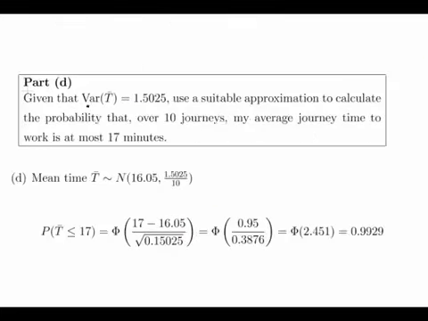Okay. So finally, one last part to go. Given that the variance of t bar equals 1.5025, use a suitable approximation to calculate the probability that over 10 journeys, my average journey time to work will be at most 17 minutes. So this is a sampling distribution question, really.